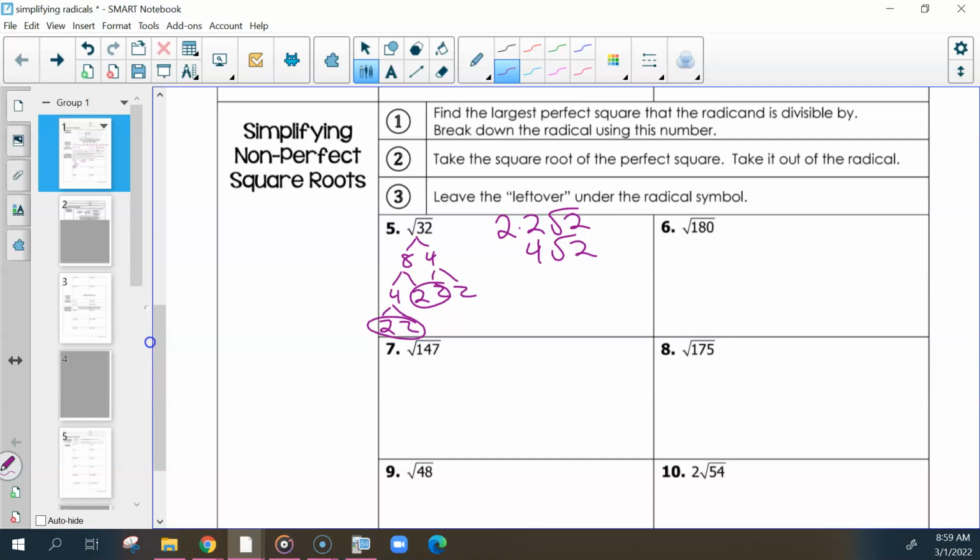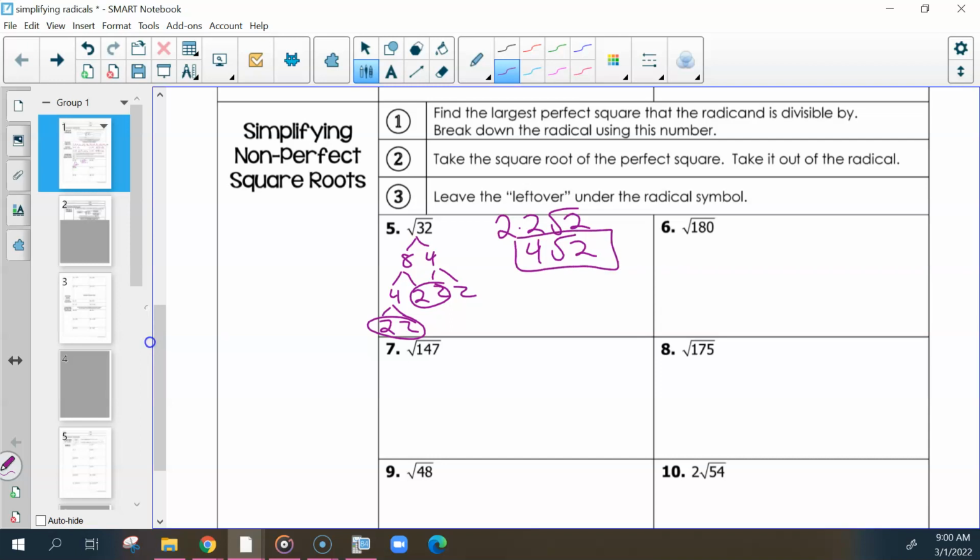You're talking about the 2 on the inside? Yes. That's why it's still on the inside. This would be your final answer.